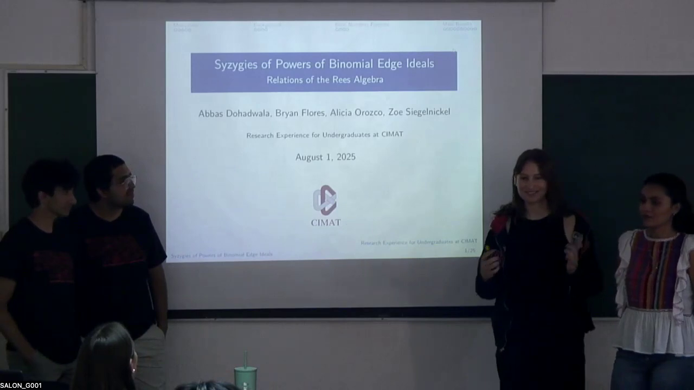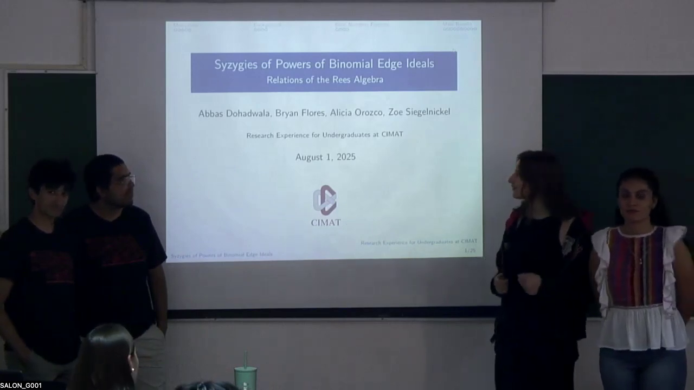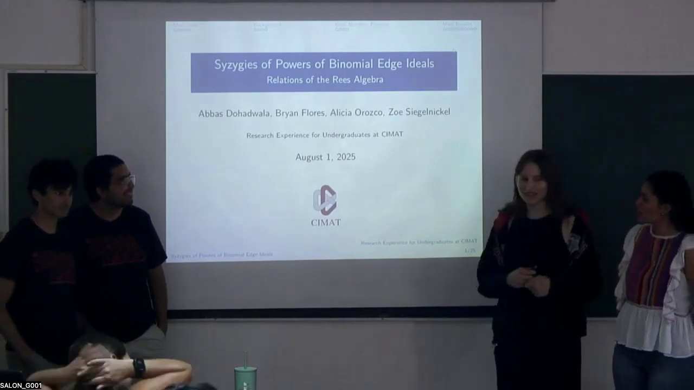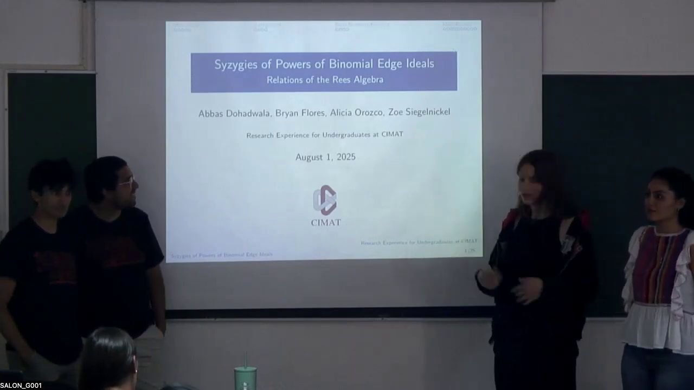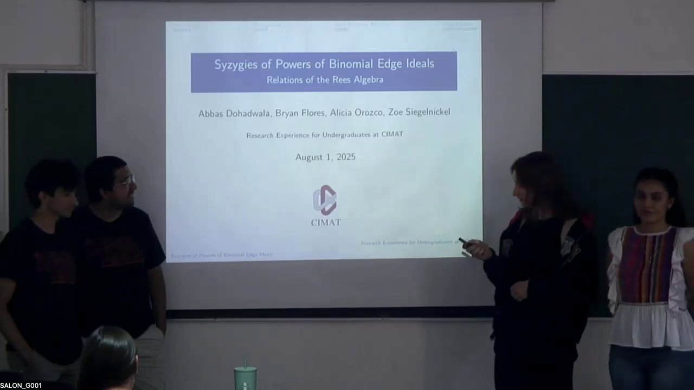Okay, hi everybody. Don't know how we're supposed to follow that, but we are Group 5. We looked at the syzygies of powers of binomial edge ideals. It says on the slide. I'm Zoe, this is Alicia, Bryan, and Abbas.